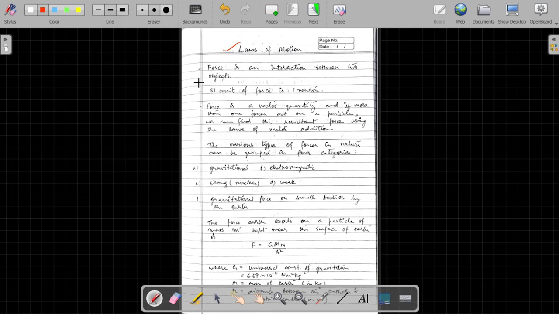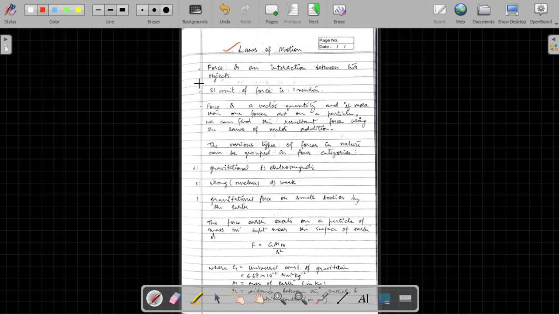Some examples can be, let's say there is a pencil box kept on a table, and when you push that pencil box on a relatively smooth table, then the pencil box would actually accelerate on it. It would start gaining speed. So this is what is meant by applying a force on a body.